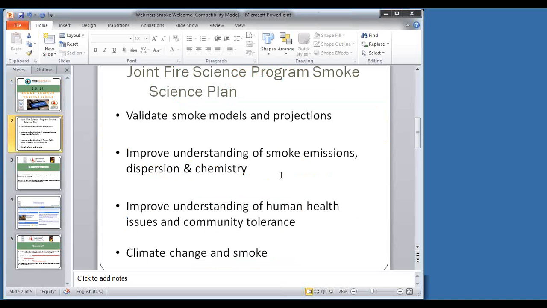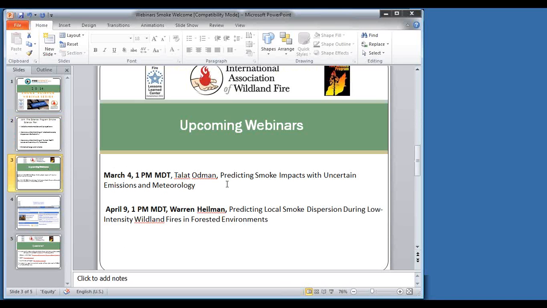Smoke science is likely to increase in priority over coming years due to a combination of air quality regulations, increasing urban interface, and potential climate change impacts. JFSP research is trying to address that issue by helping to validate smoke models, projections, improve understanding of emissions and dispersion and chemistry, increasing understanding of human health issues surrounding smoke and public attitudes towards smoke, and also looking at climate change and smoke. Here we've shown the four pillars of JFSP's smoke science research plan. Today, Yong Liu is going to be talking about smoke plume rise models, but there are some other upcoming webinars in the smoke science series as well.